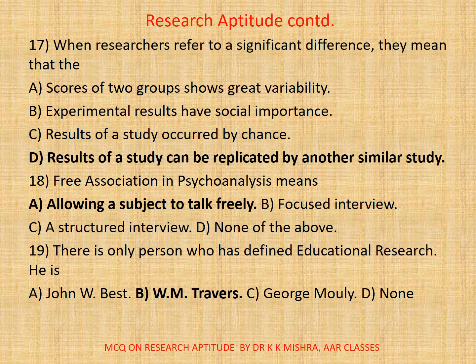17. When researchers refer to a significant difference, they mean that the A. Scores of two groups shows great variability. B. Experimental results have social importance. C. Results of a study occur by chance. D. Results of a study can be replicated by another similar study. Correct option is D. Results of a study can be replicated by another similar study.